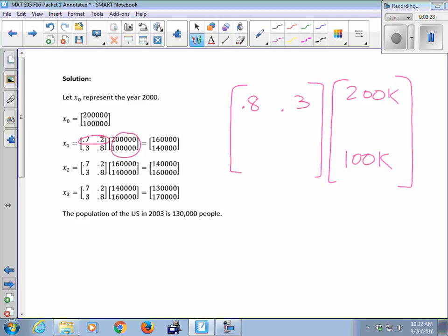All right, and then for Mexico, 70% stay behind, so 70% of the Mexican population, and then 20% of the US population. So that would be your migration matrix. Multiply it by the US Mexico population 3 times, and you'll get the population in 2003. All right, let's see if I can do one of these without making a mistake.